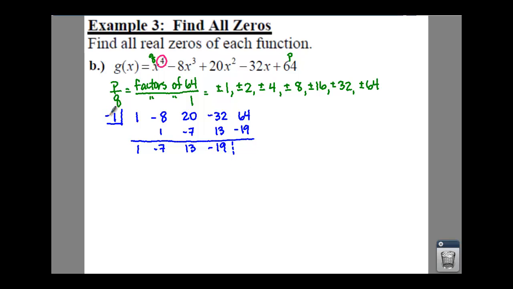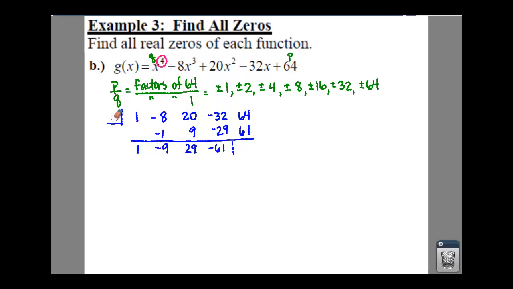So that stinks. Well, let's try negative 1. I'm going to get rid of all this here, and try our numbers again, but now with a negative 1. Negative 1 times a 1 is negative 1, so you get negative 9. Multiply those, you get a 9, so you get 29. 29 times negative 1 is a negative 29, and you get a negative 61. Sorry, no remainder of 0. So once again, we need to try some other numbers.